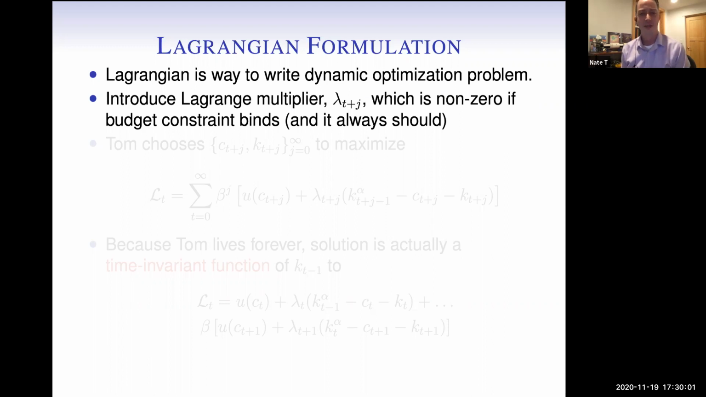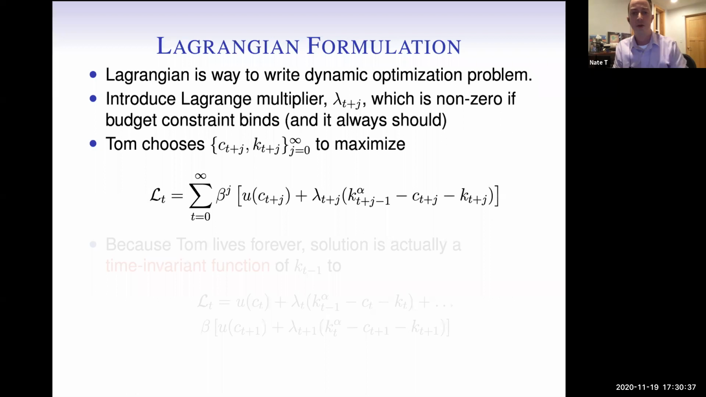In order to do this Lagrangian, I'm going to introduce a Lagrange multiplier, lambda, which is non-zero if Tom's budget constraint binds. That means he has his income and he uses all of it for either consumption or investment, and there's nothing left over. So that's a good thing, right? Tom wouldn't want to have things that he collects and just lets go to waste, like collect 10 coconuts and don't eat them. There's no point in that, right? So Tom's going to be doing the best if his budget constraint always binds, and he uses all the income that he earns. So that lambda kind of measures how much that budget constraint binds.